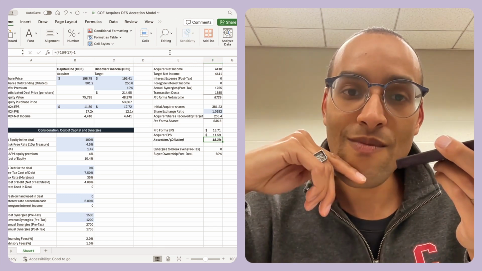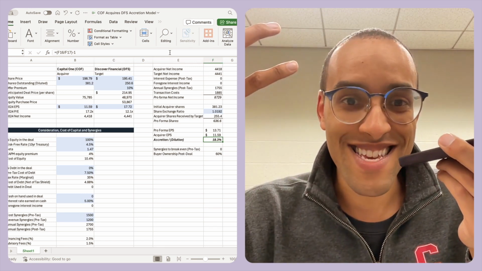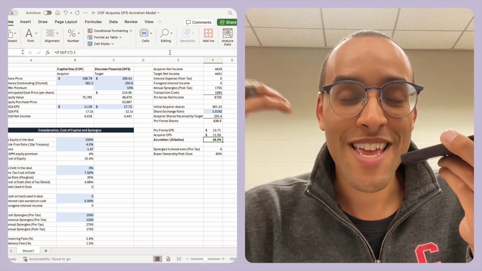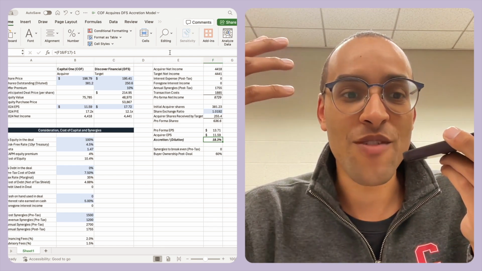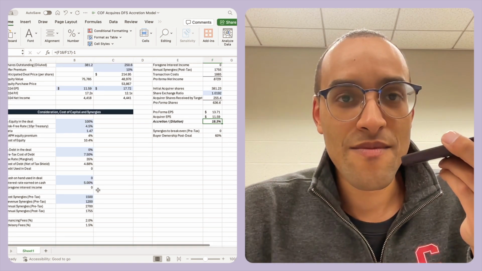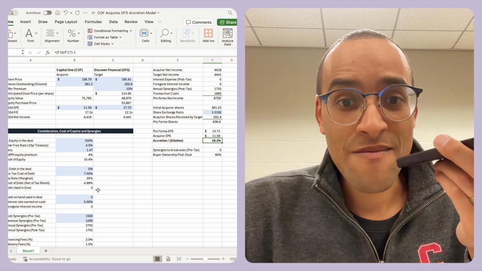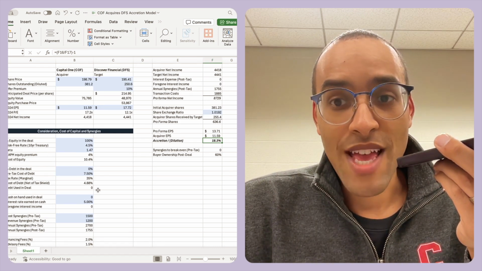So this is an accretive deal if all these assumptions are correct. And that's pretty good, right? If they are accretive from day one, that looks like a good deal. So that is essentially how you calculate accretion, and you can calculate dilution.